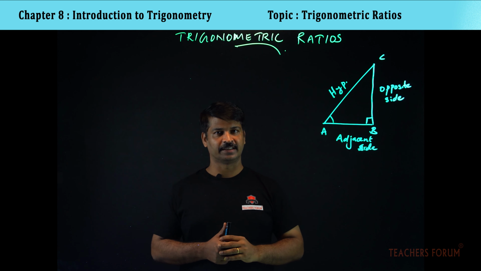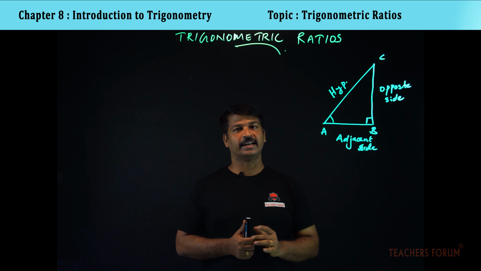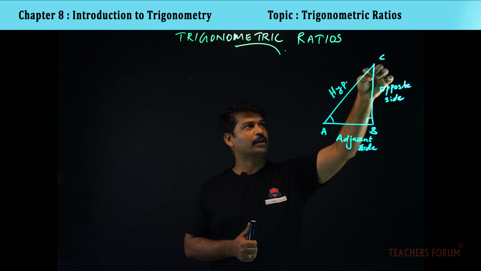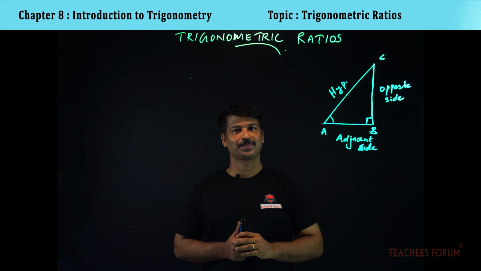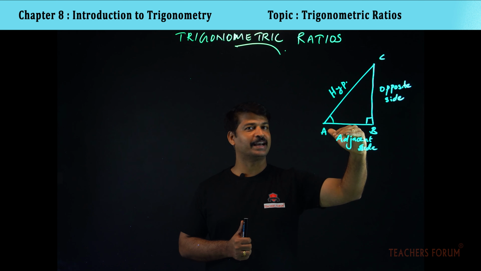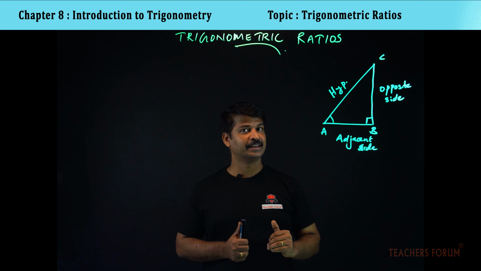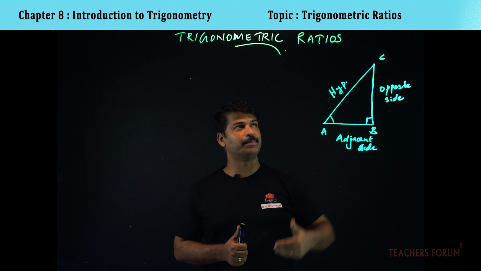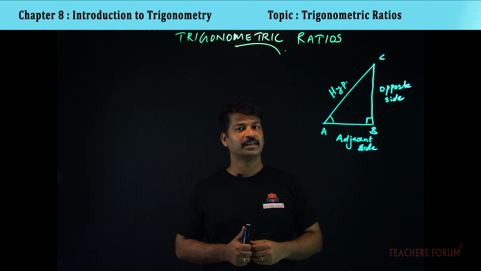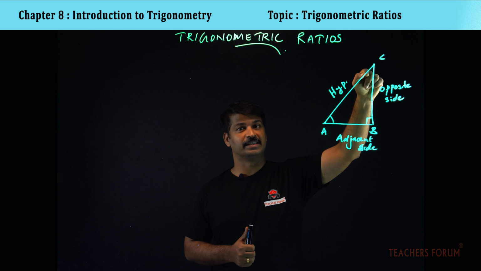and with respect to angle A, we call AB the adjacent side. Now, if you consider angle C instead of angle A, what will you call AB? AB will be called the opposite side to angle C. Am I right? Now if you consider angle C, what do you call the side BC? You call BC the adjacent side to angle C.